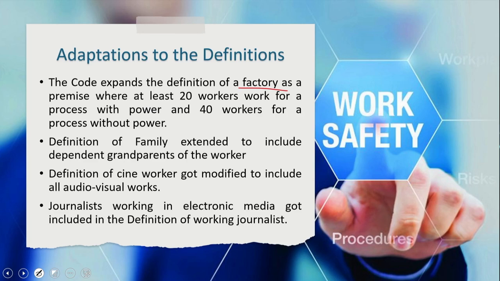family, when used in relation to a worker, it means spouse. It could mean children, including adopted children of the worker, who are dependent upon him and have not completed the age of 18 years, and parents, grandparents, widowed daughter and widowed sister. It will also include dependents upon such worker. The definition of family is extended to include dependent grandparents of the worker. The definition of cine worker got modified to include all the audio visual works, and even journalists who are working in electronic media specifically got included in the definition of working journalists. So please note, these are some of the critical definitions that come in our way when we actually look into the code and certain adaptations to the definitions.